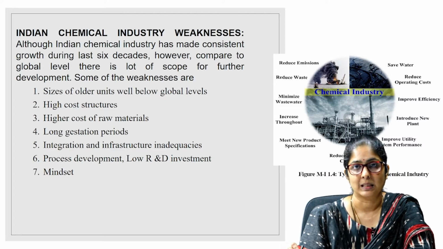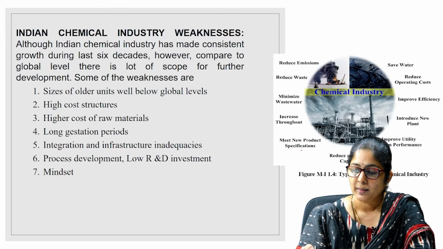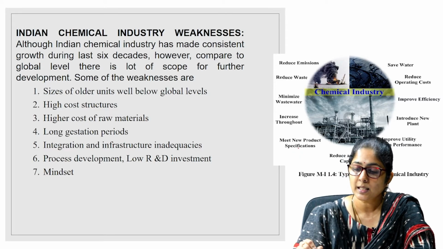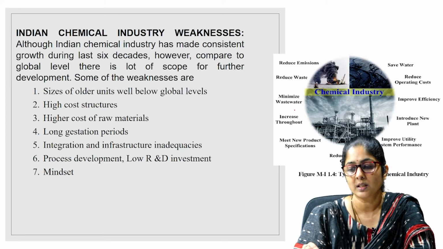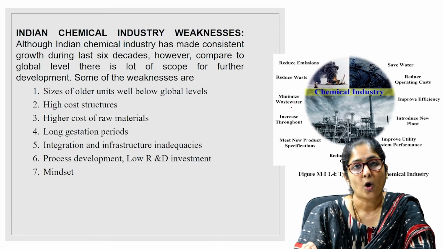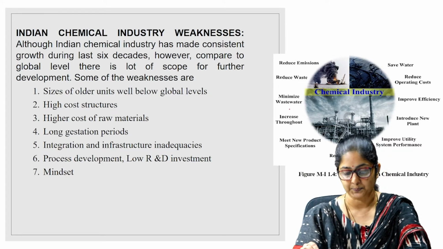Reduce and plan capital. So we need to have a low capital investment and a good profit. Meet new product specifications. Every day the customer demands keep on changing, so we need to meet the specifications of the market. Increase throughput, minimize wastewater, reduce waste and reduce emissions. Every day the government comes up with new norms to prevent environmental pollution. So the chemical industry should cope with these new emission standards and bring about changes in their industry.